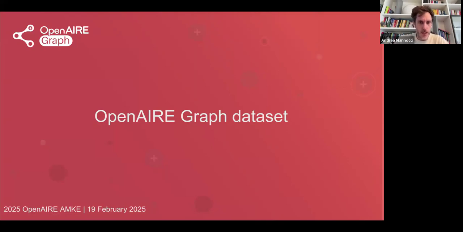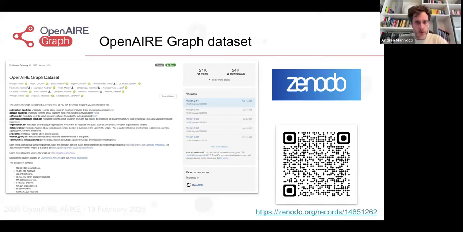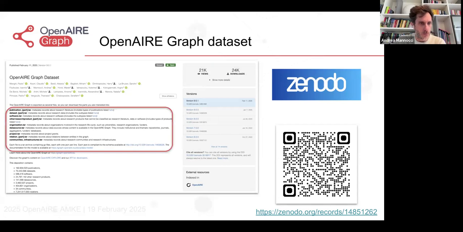First of all, the OpenAIRE Graph dataset, which, as I was saying, is on Zenodo every 6 months. You can see here the aggregated stats for all the versions. You can access back in time all the snapshots if you want. And you can even cite them formally using the DOI. Inside each snapshot, you will find a number of tar files, each of which covers a certain entity of the graph: publication, dataset, software, other research products, organization, data sources, projects, relations, and communities. And this is the sheer total of the objects that we will find in a given snapshot.